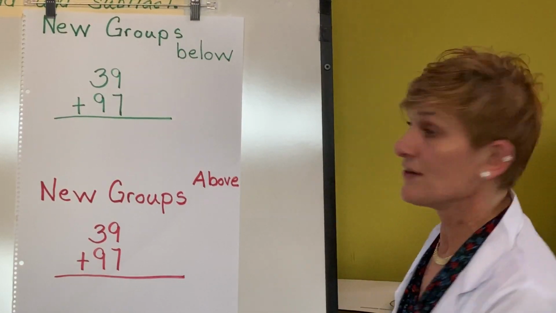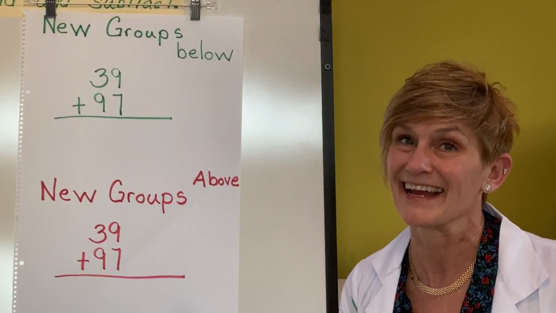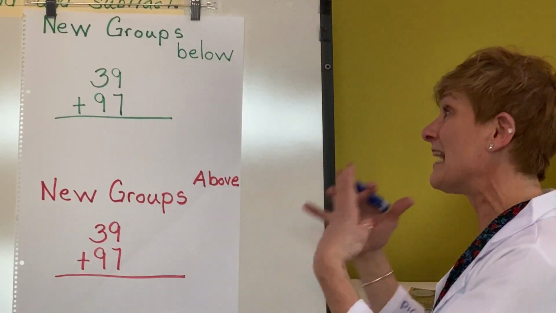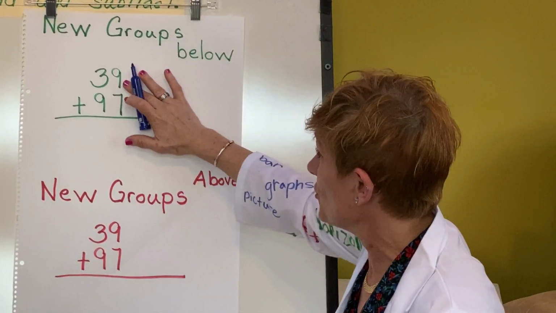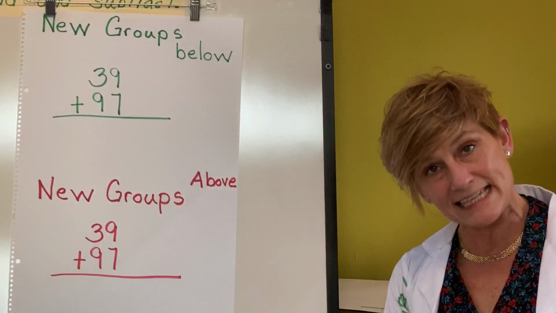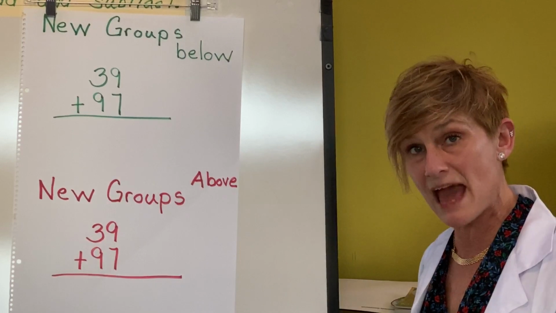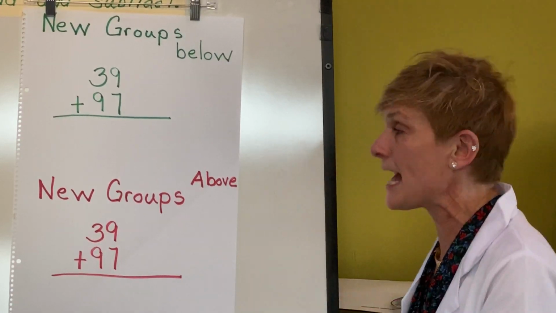And 97 donuts. Yeah, I got 97 donuts. How many sweet treats do I have altogether? Here we go. With the new groups below, it's the same kind of concept that we would do with the new groups above. It just matters where am I putting that 10?